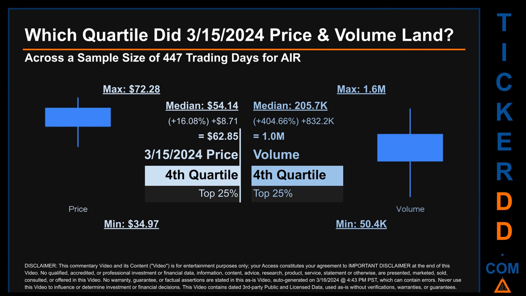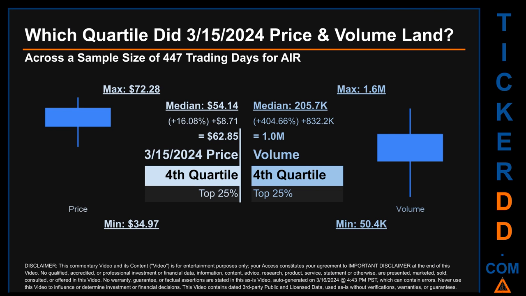The day's volume landed within the fourth quartile, marking it within the top 25% of all sampled daily volume, which saw a max daily volume of 1.6 million and a minimum of 50.4 thousand. Quartiles tell us about the spread of a data set by breaking that data set into quarters, just like how the median breaks the set into half.